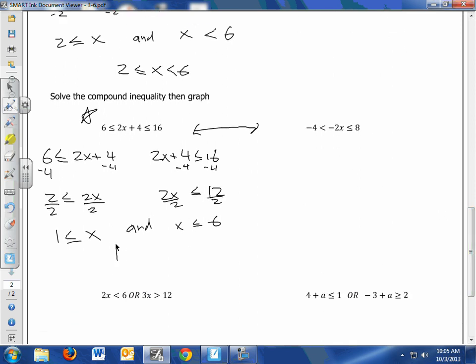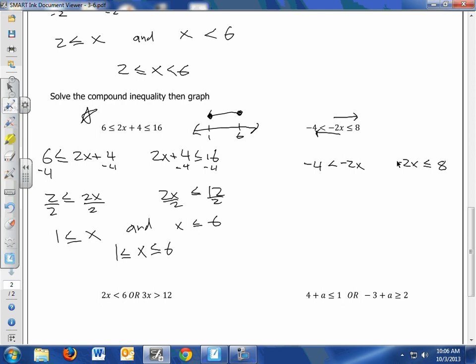So I could write that as 1 is less than x, which is less than or equal to 6. And I could graph that with an open circle at 1 and a closed circle at 6, connecting. Okay? We can do the second one. We have to start it out the same way. We get negative 4 is less than negative 2x, and we get negative 2x is less than or equal to 8.